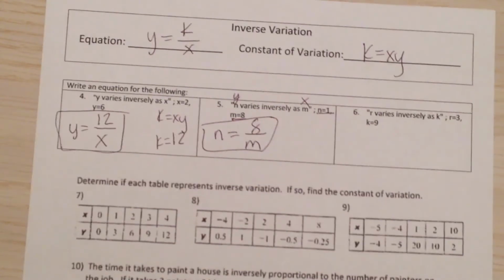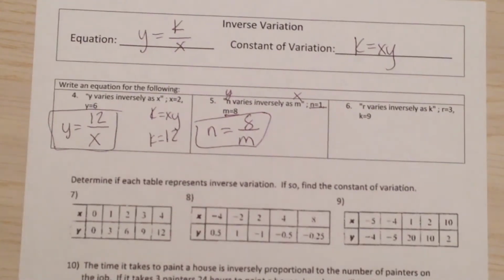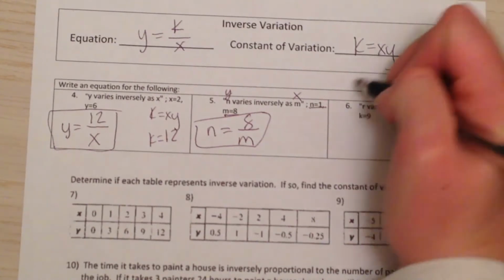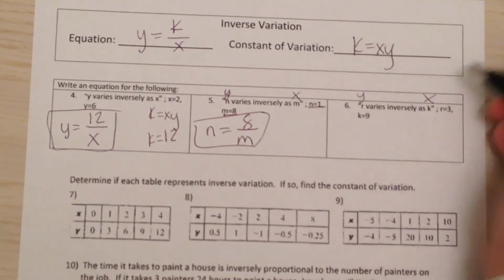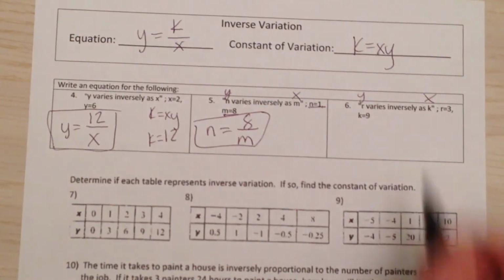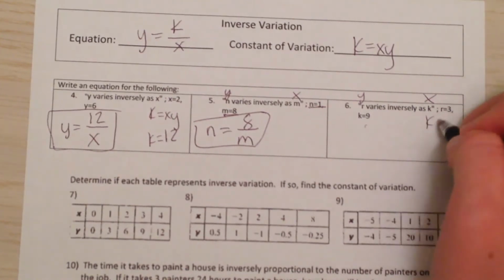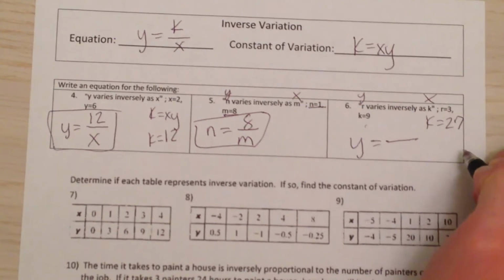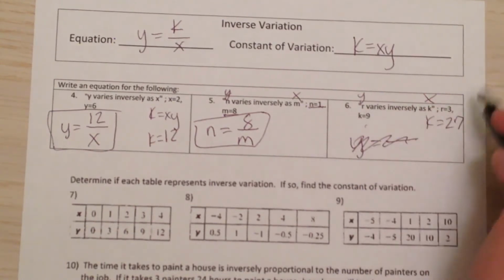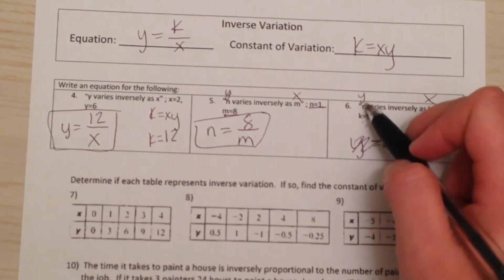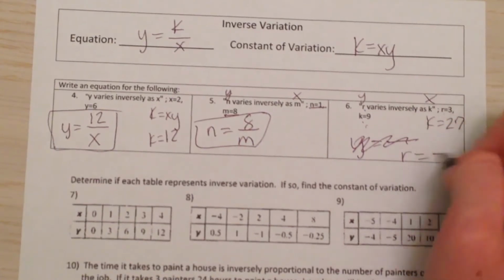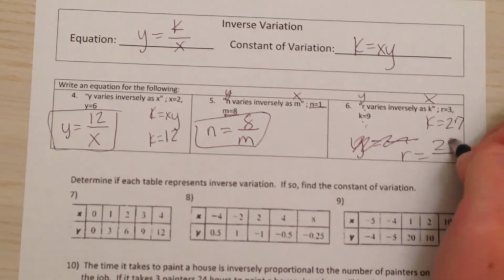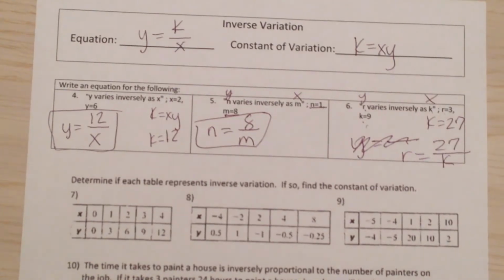For number 6, r varies inversely as k. So our r is the new y, and our k is the new x. And we just need to multiply those things together, and we find that k equals 27. So plug that into your equation. Oops, I used y. Should have used r and k. So r equals 27 over our x, which is k. So make sure you use the right variables there.